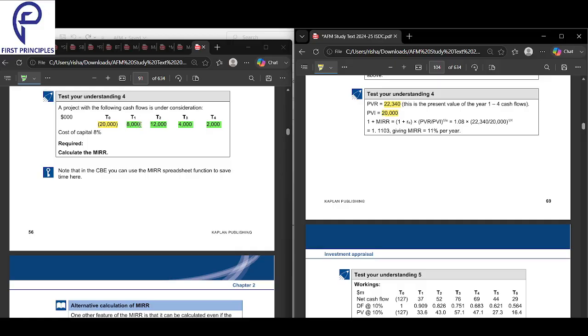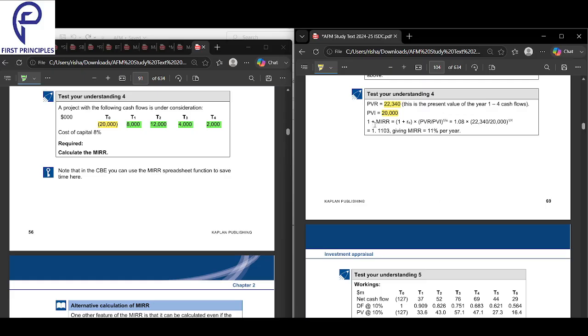Inflow present value of this: we'll apply the 8% over here and get the present value. So we'll take 8,000 at time 1, 12 at time 3, 4 and 2. We take the present value of all of this from the present value table at 8% for 1 year, 2 years, 3 years, 4 years. So we discount everything and bring it to time 0, and we get 22,340. So that is about PVI and PVR.